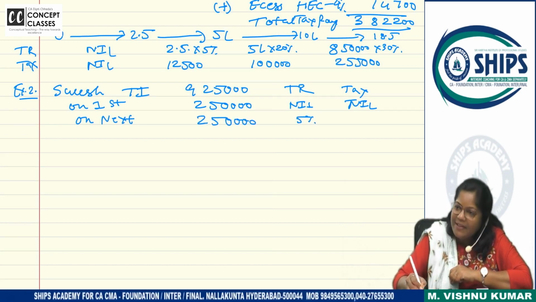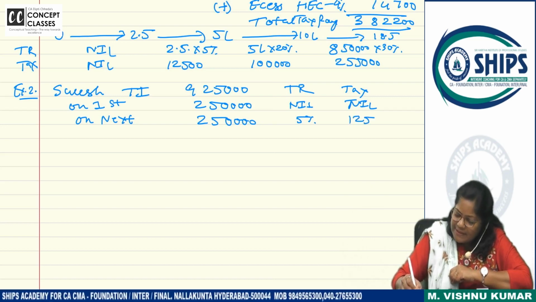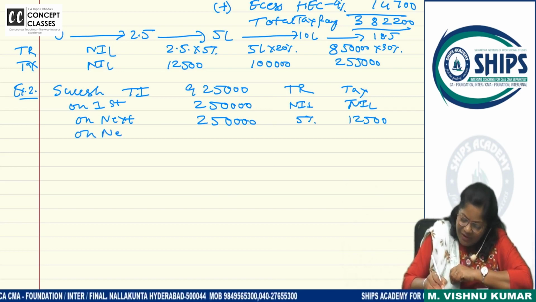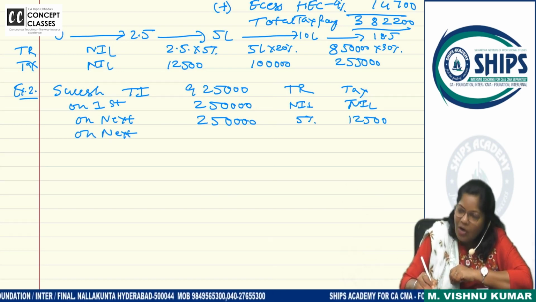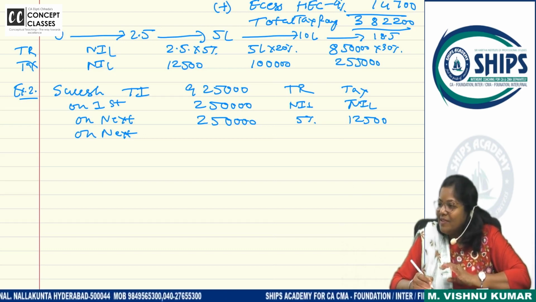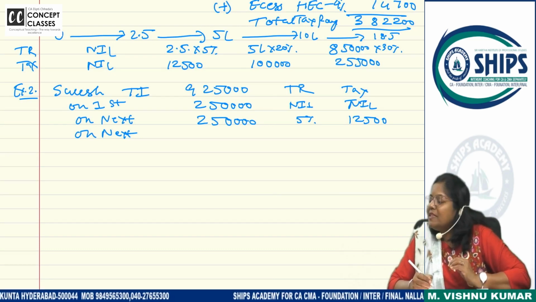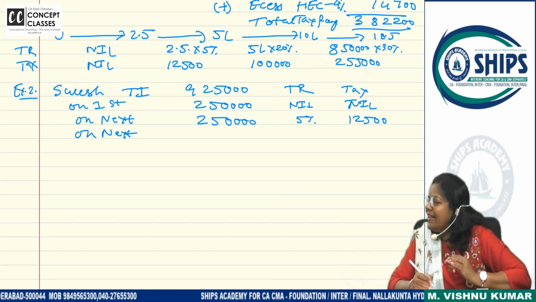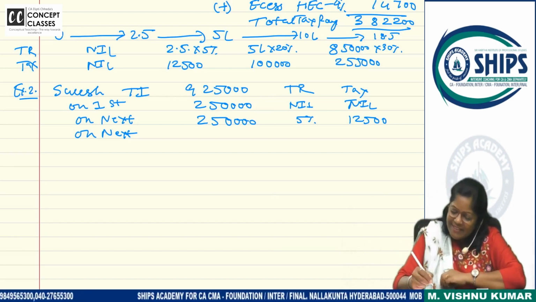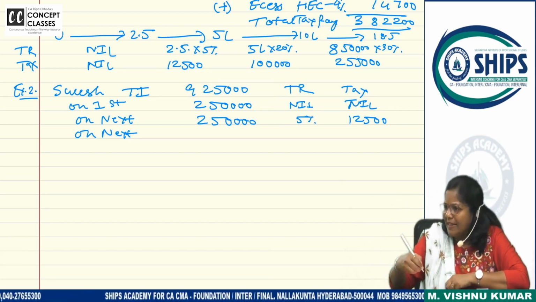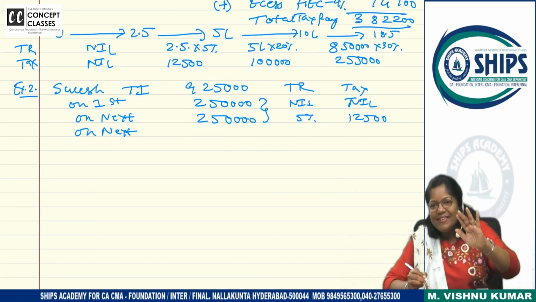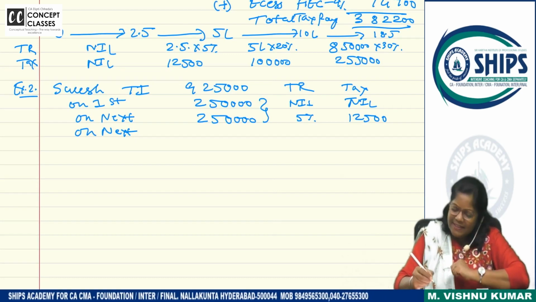2,50,000. How much will be the tax? 5%. 12,500. On next, how much? Googlies. Now don't say next 5 lakh. If you say 5 lakh, where will the income go? Up to 10 lakh. Income is not 10 lakh. That's why I'm saying if you're confused this way, you can write balance. I'll show you. How much income have we already covered? So beyond 5 lakh, what is the income?